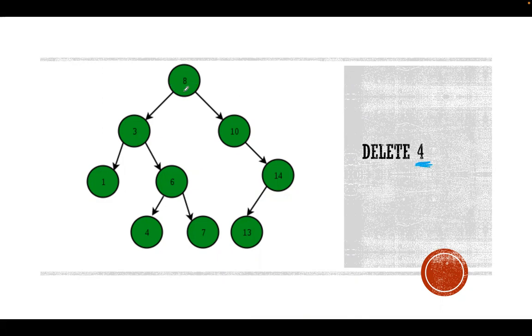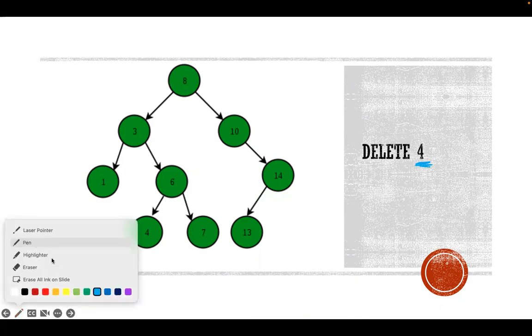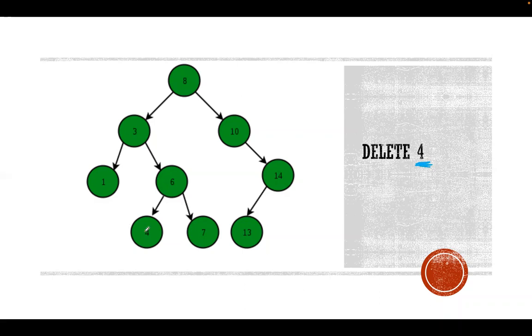So let's find the node 4 here. So here we have node 4. You can see that it's option 1, which means node 4 is a leaf node. Deleting a leaf node is very straightforward. We can just delete the node. Here 6 had this child node 4 and we are deleting node 4. So now 6 is going to point to null instead of 4. The left child of 6 will now be null.